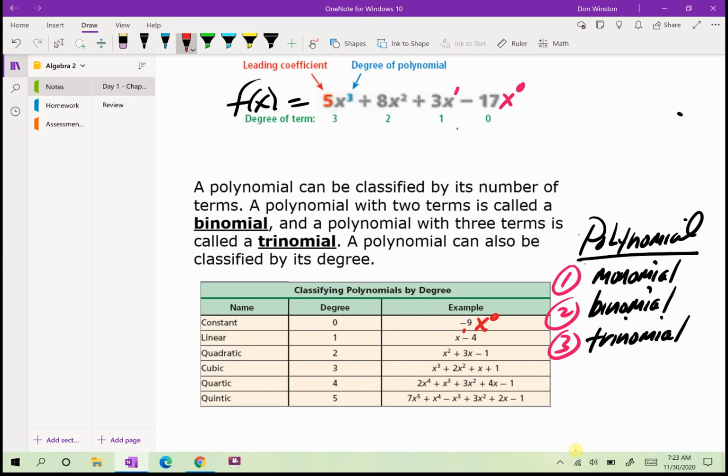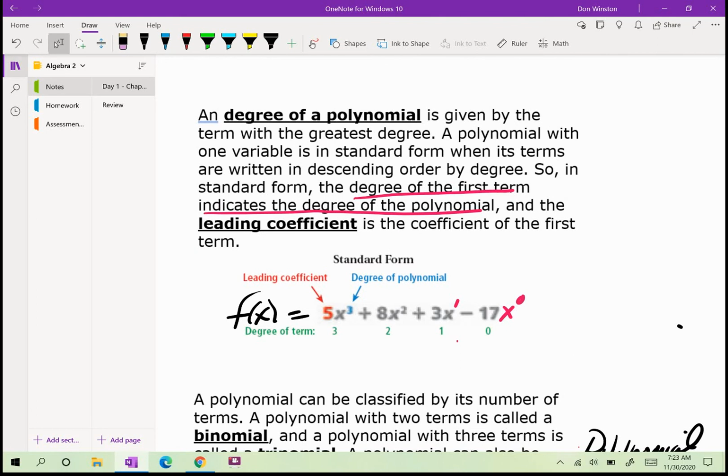Again, in standard form, you determine the degree of the polynomial by the exponent of the first term. For 2x to the 4th plus x cubed plus 3x squared plus 4x minus 1, the degree of that polynomial would be 4. And for 7x to the 5th plus x to the 4th minus x cubed plus 3x squared plus 2x minus 1, the degree of that polynomial would be 5. So again, the degree of the first term indicates the degree of the polynomial.